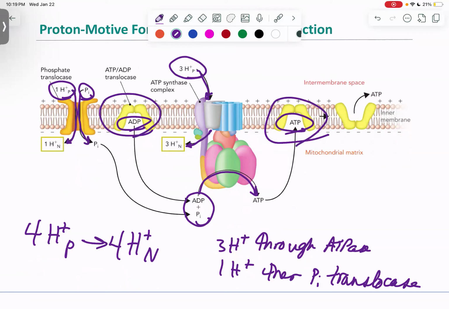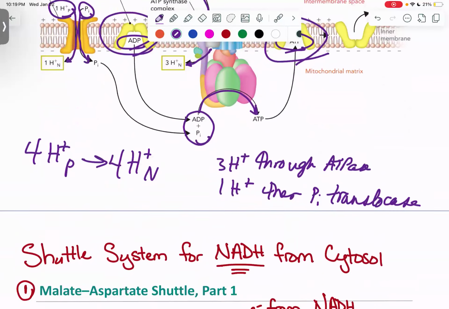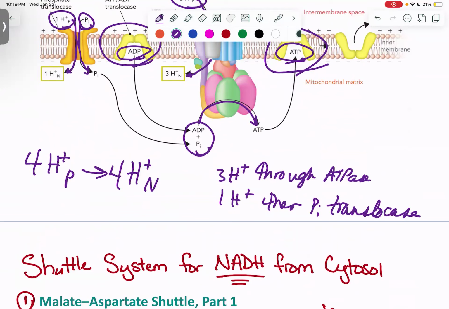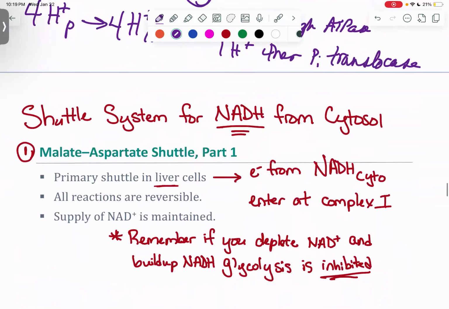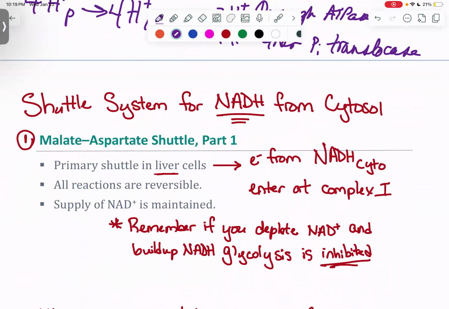Okay, so now we've talked about ATP and ADP. Now we have to talk about NADH. So remember that we said we have NADH that's made in the cytosol from multiple different places, but we've talked about glycolysis. So how are we going to move it? Well, it depends on what tissue you are in. If you are in liver cells, you are going to use the malate-aspartate shuttle. This takes our electrons from NADH that's cytosolic, and it turns it into NADH that is mitochondrial.